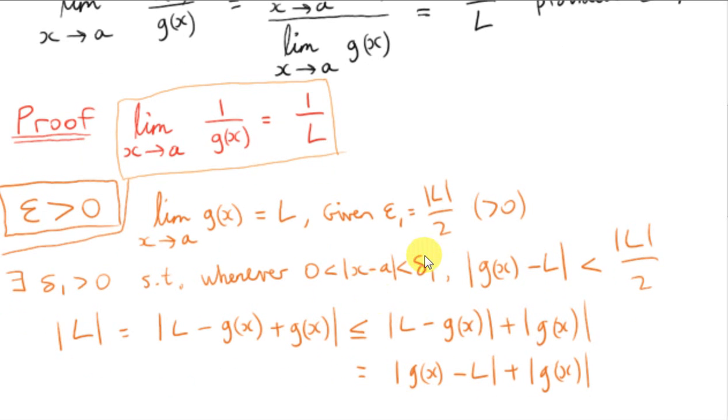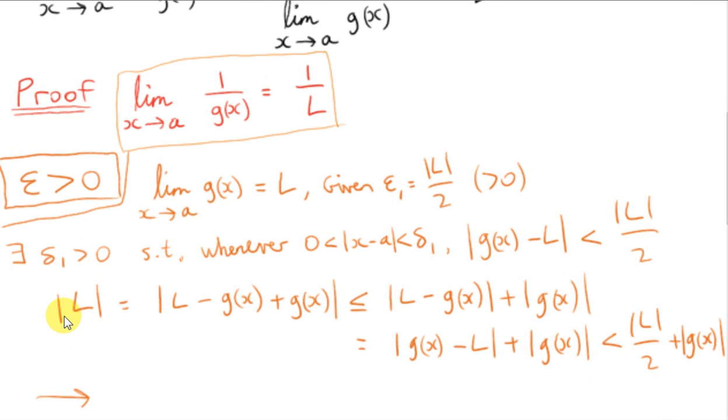But when x is within a distance delta 1 of a and x is not equal to a, then the magnitude of g of x minus L is less than the magnitude of L over 2. So this quantity is less than the magnitude of L over 2 plus the magnitude of g of x. So the magnitude of L is less than the magnitude of L over 2 plus the magnitude of g of x. Now we can subtract L over 2 from both sides of this inequality. The magnitude of L minus the magnitude of L over 2 is the magnitude of L over 2. And that's going to be less than the magnitude of g of x.